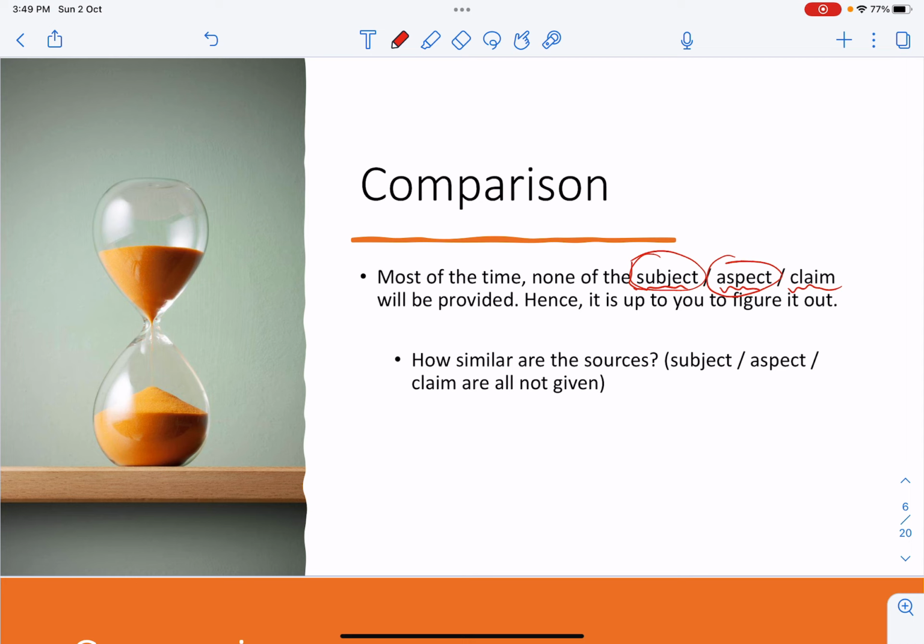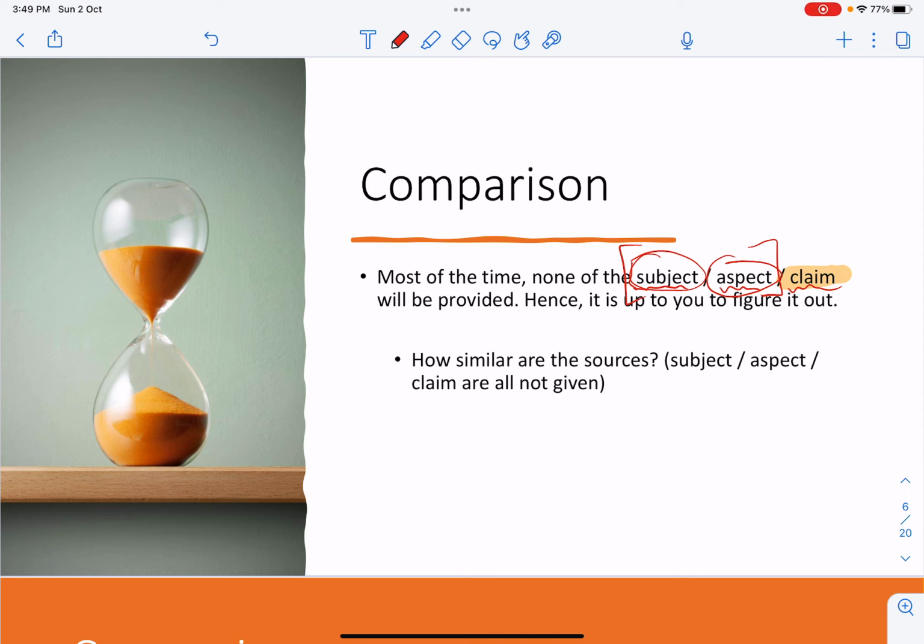Alright? Whether the sources are similar or different is going to come from the claim. Alright? The claim is going to determine whether the sources are going to be different or they're going to be similar. The subject and the aspect of the subject must be the same, because you're comparing the same things. Make sure these two things are exactly the same.